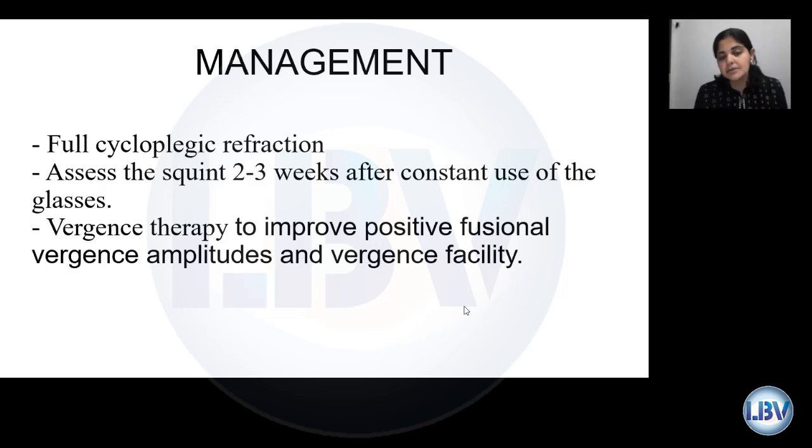So the best mode of treatment for these kinds of intermittent exotropias is vergence therapy, where you work on their posterior fusional vergence amplitudes, and we also work on their vergence facilities. So initially we work mainly on the posterior fusional vergences or their convergence amplitudes, and later on, we try and increase the fusional vergence range. That is, we work on both the convergence and divergence part and also their vergence facility.